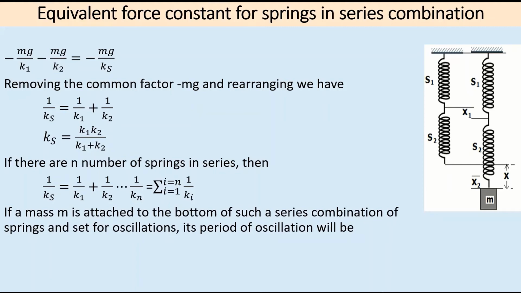If a mass m is attached to the bottom of such a series combination of springs and set for oscillation, its time period is given by T is equal to 2 pi by omega. In this particular case, omega is equal to square root of k by m, and instead of k we will have Ks. Therefore the expression for the time period is T is equal to 2 pi into square root of m by Ks, where Ks is the equivalent force constant for the series combination.